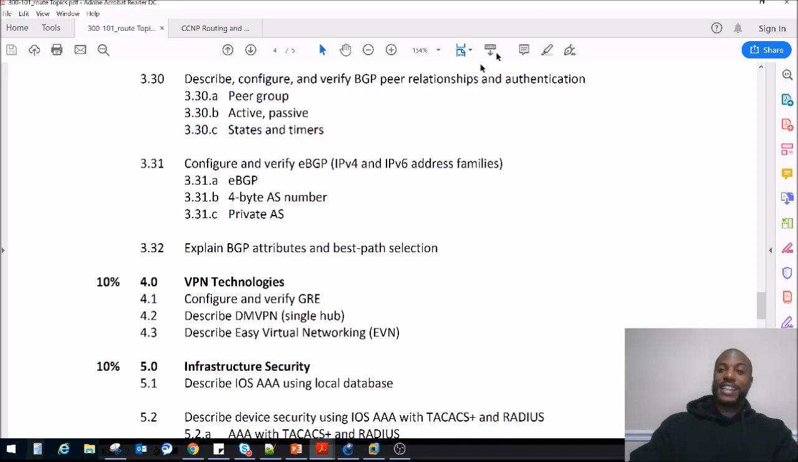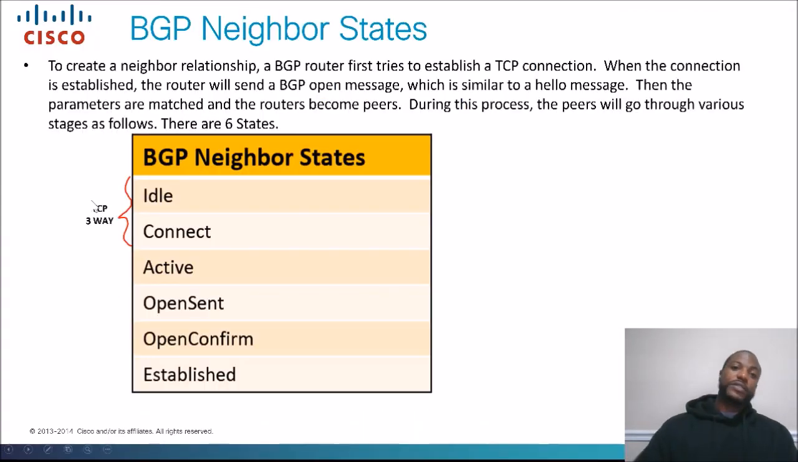Let's go ahead and get to the slides for some more information here. So the BGP neighbor states, going back to what we were mentioning from the last video. Remember, there's a TCP three-way handshake that must occur. If you look at this slide, there are 6 neighbor states, but two of those 6 are part of the three-way handshake. So the three-way handshake occurs, and these are the states that it's in, idle and connect. We'll go further into detail on what each of these states are.